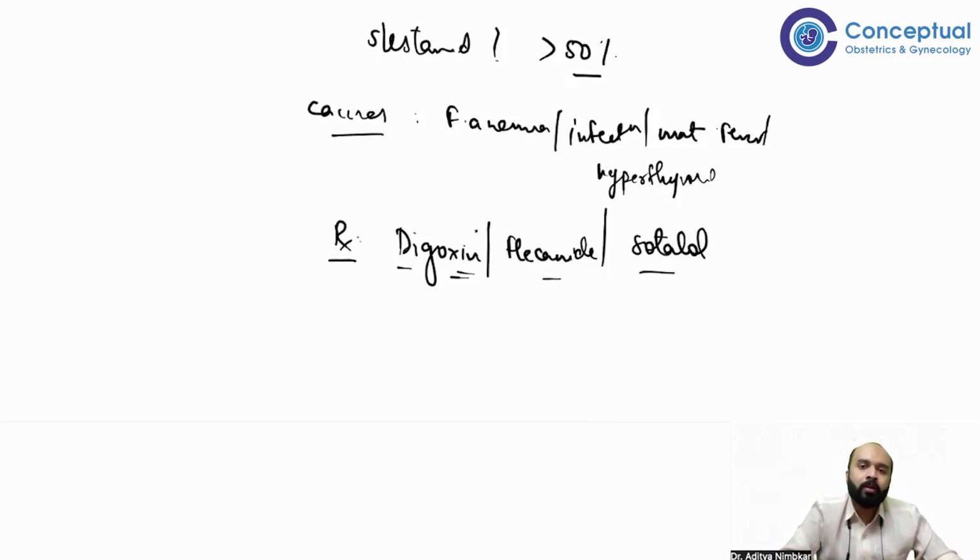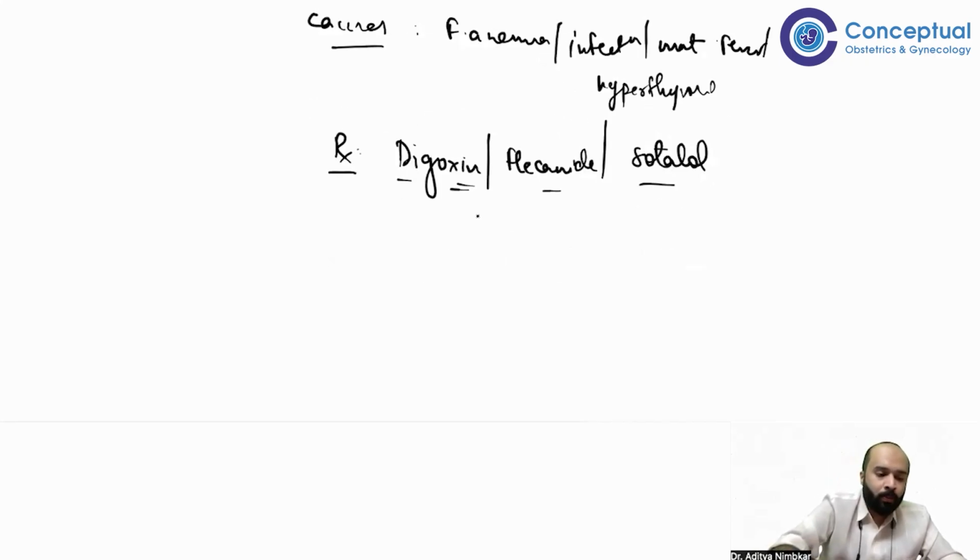We have to give it to the mother. Of course, the side effect is going to be maternal bradycardia. The mother's pulse will also go down because you are giving it in high concentration for it to cross the placenta. But this is going to be the drug of choice for any type of tachyarrhythmia in the fetus. So now I'm talking about the bradyarrhythmia.